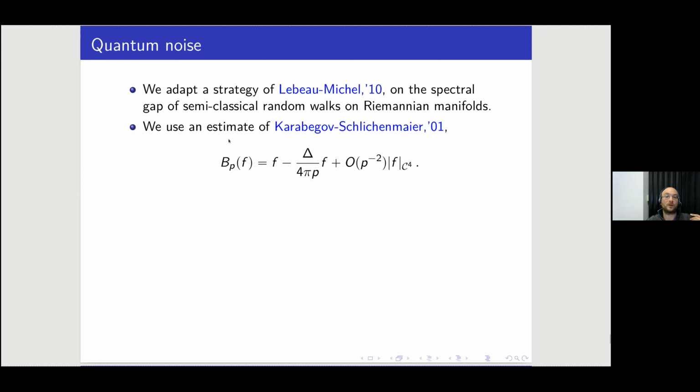In particular, we start with an estimate of Karabegov and Schlichenmaier, which is a standard estimate in Berezin-Toeplitz quantization, telling you that the Berezin transform is almost the identity on functions, up to the differential operator given by the Laplacian and an error. If you forget about the error and keep only this first term, this is exactly the statement of the theorem without error. The spectral gap, if you look at this operator instead of the Berezin transform, you directly have our result on the spectral gap.